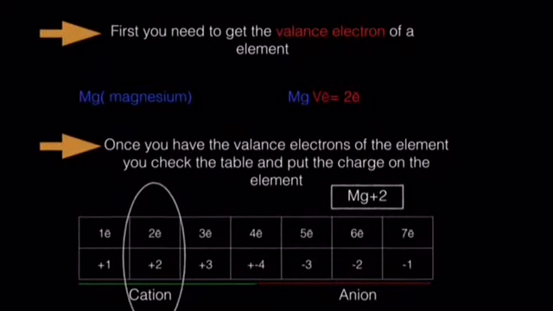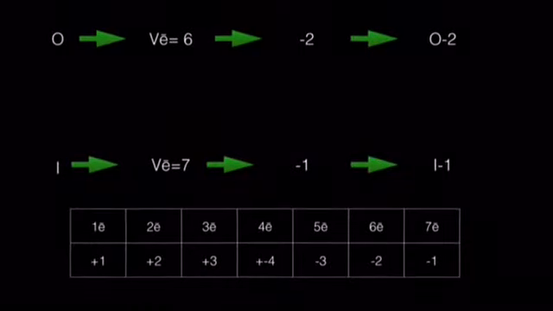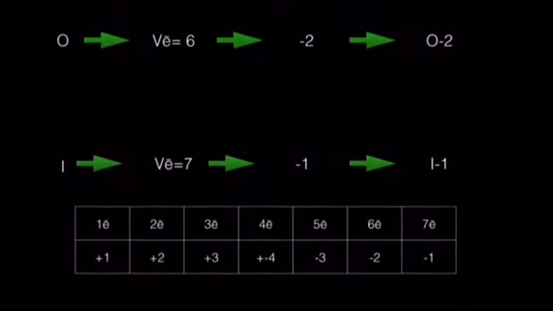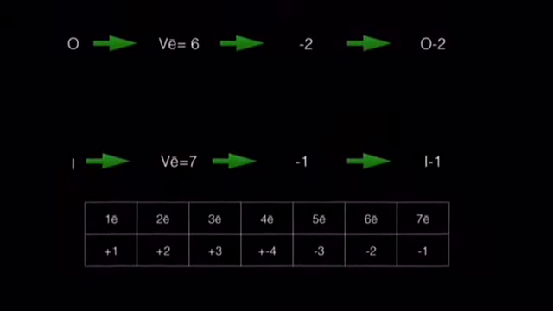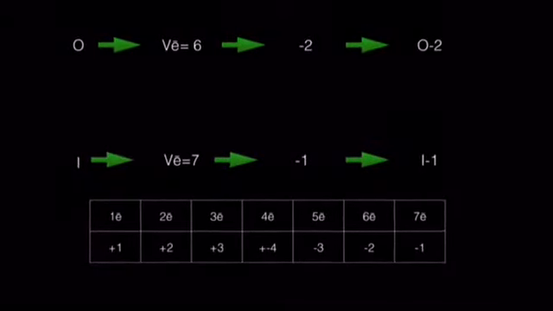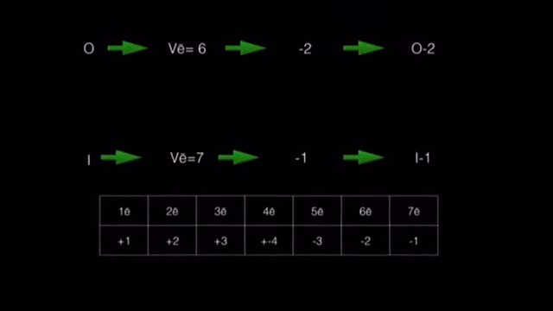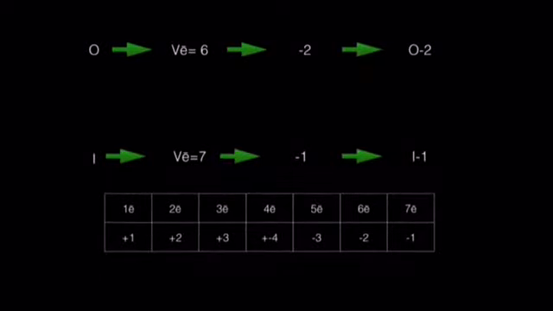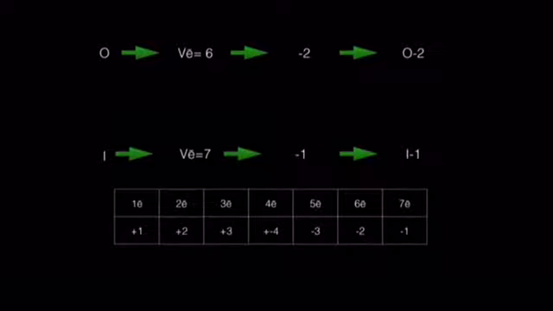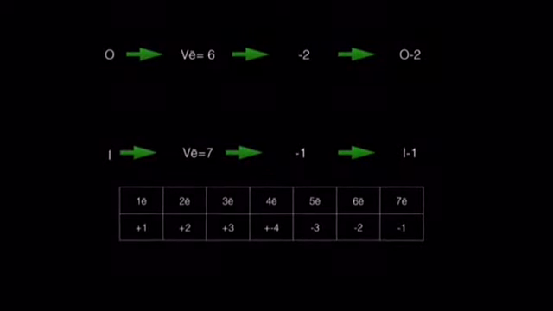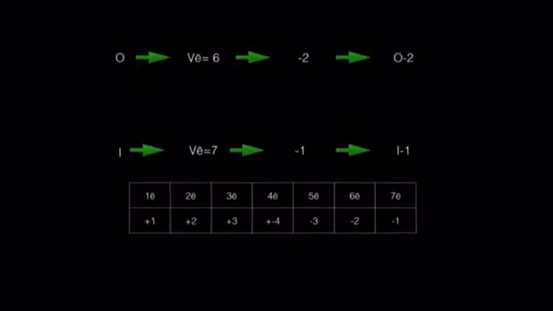The first step is to find the valence electron of oxygen. The valence electron of oxygen is 6. Then you check the table and you find that valence electrons of 6 is minus 2, anion. Then in iodine, you know that it is 7 valence electrons, and in the table 7 valence electrons is minus 1, that is an anion.